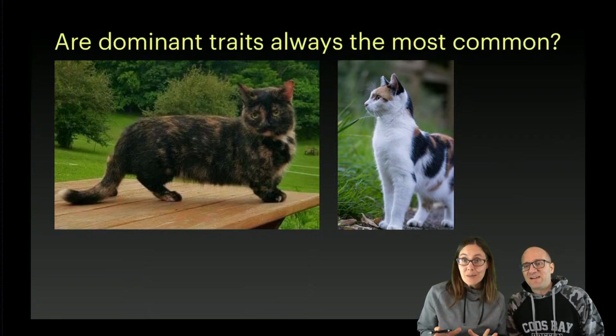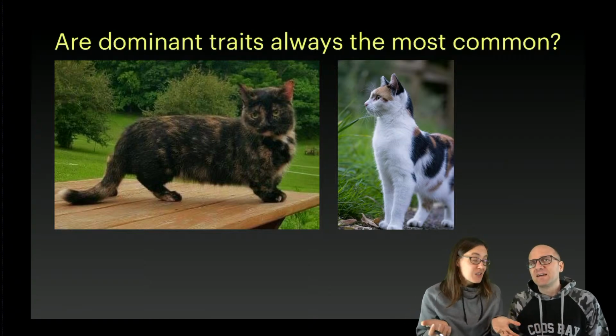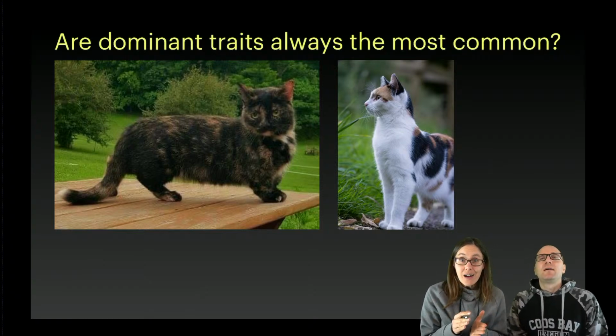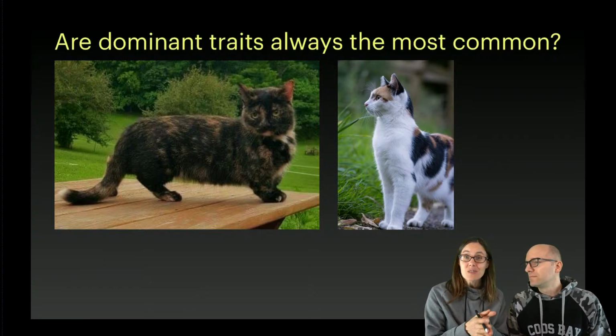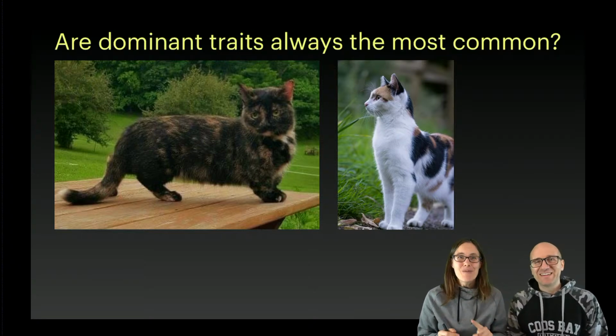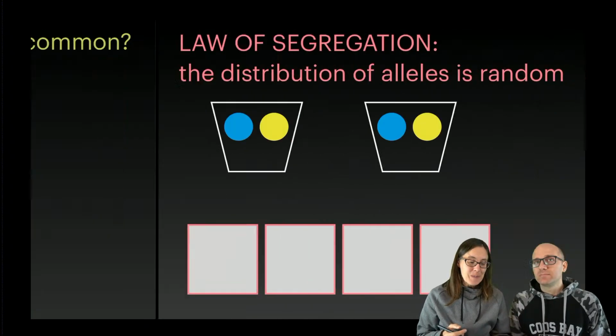So just because something is dominant, that does not mean it will be the most common trait in a population. What if you had a dominant mutation that was super dangerous and anybody with that mutation was going to die really young? Would that trait then be the most common trait in the population? No, it would not. Absolutely not. But oftentimes, the dominant traits are more common.